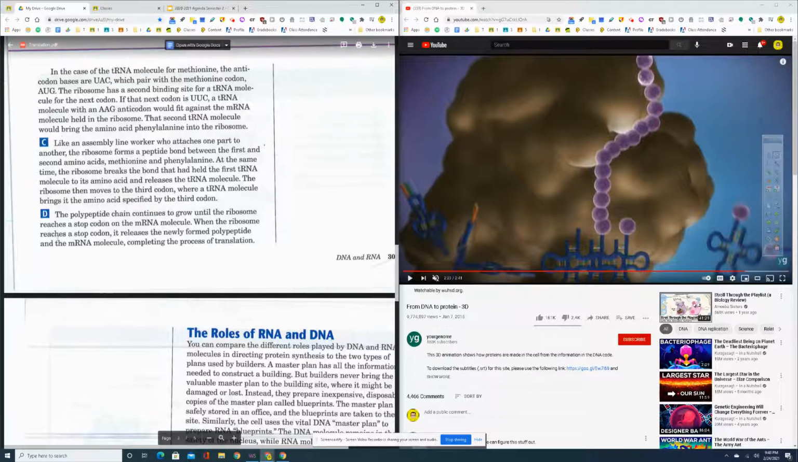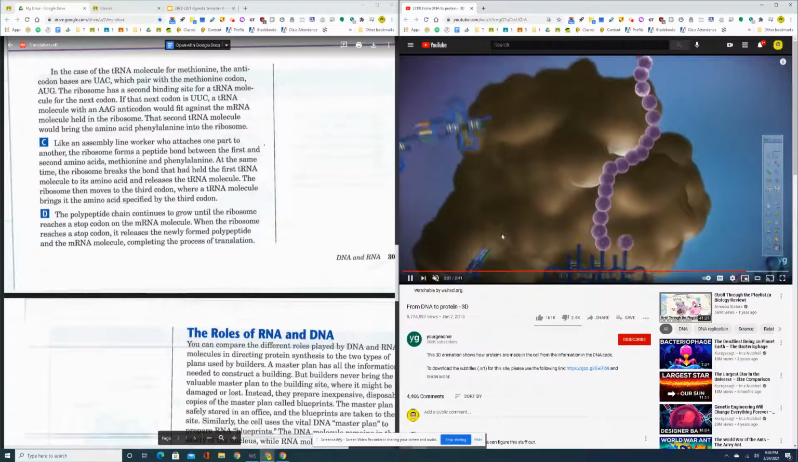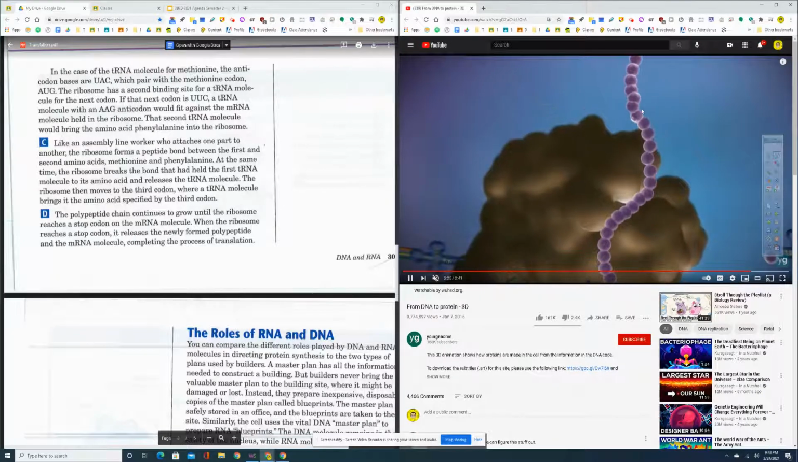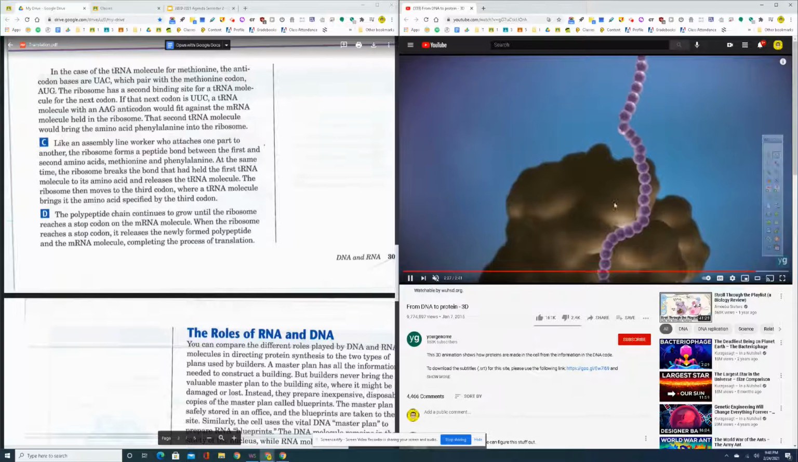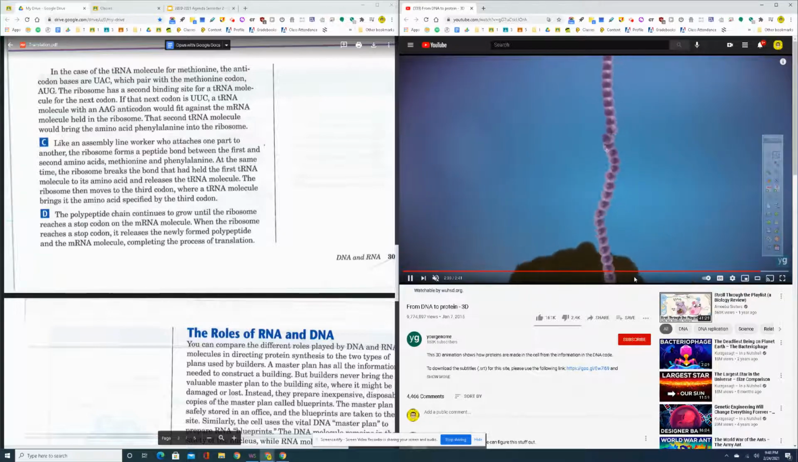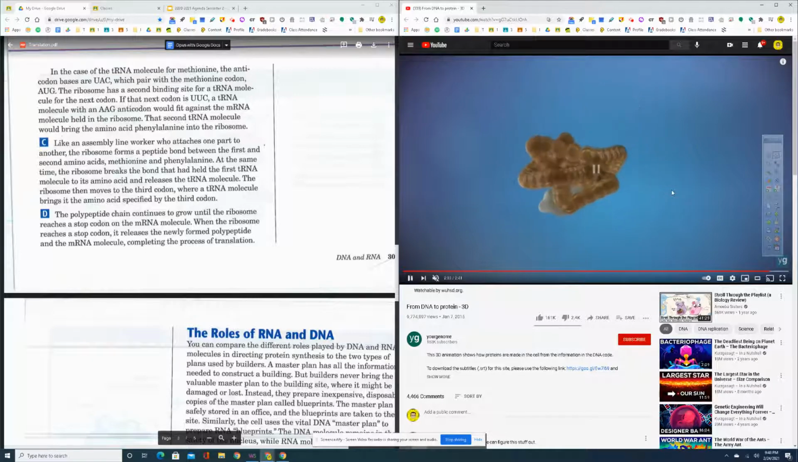So when the ribosome reaches the stop codon, it releases the newly formed polypeptide. And remember, a polypeptide is just a chain of amino acids. So for us, it's just a polypeptide. Just think of a protein, and the mRNA molecule completing the process. So as you can see in the video, the polypeptide chain is growing, or the protein is being made, right? And when it reaches that stop codon, the polypeptide is released.